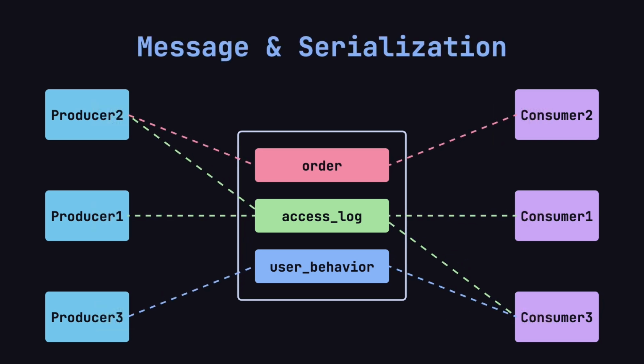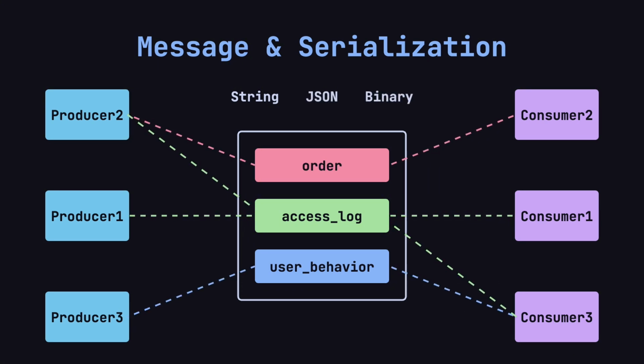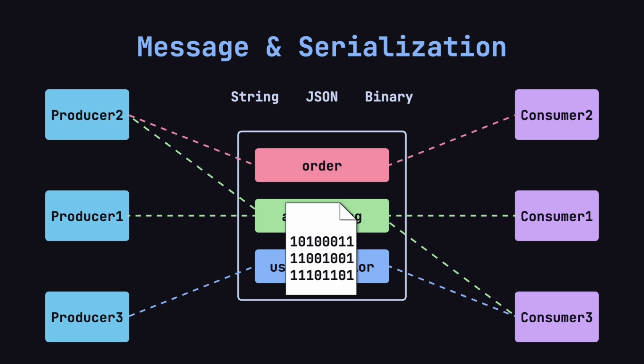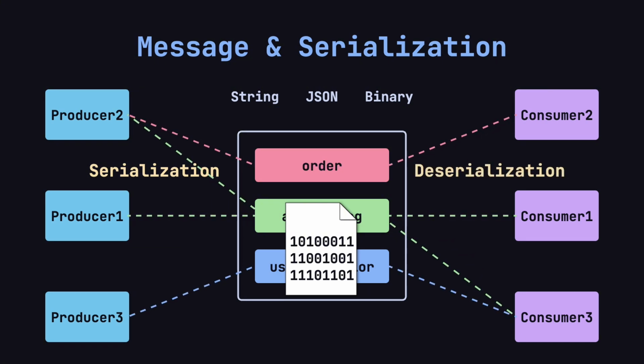Kafka can handle different message formats like strings, JSON, or binary data. Regardless of the format, all messages are stored in Kafka in binary form. Before sending a message, the producer must serialize it. Similarly, when reading a message, the consumer has to deserialize it.